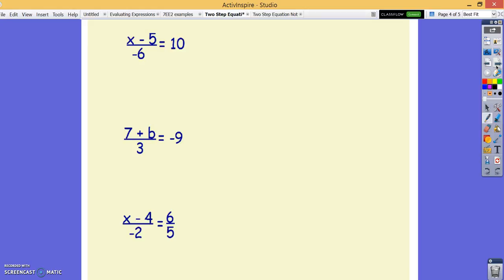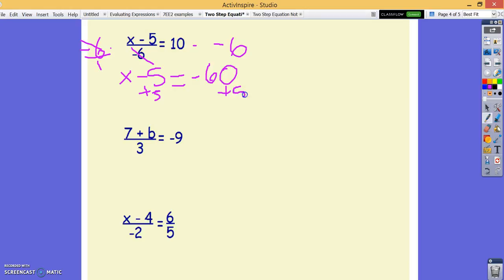So I'm going to have to get rid of the division first by multiplying this side by -6 and this side by -6. If I multiply something by -6 and it cross reduces, I'm just left with the grouping that was on top, x minus 5 equals 10 times -6 is -60. Now my next step is to add 5 onto both sides, and then I get x equals -55.